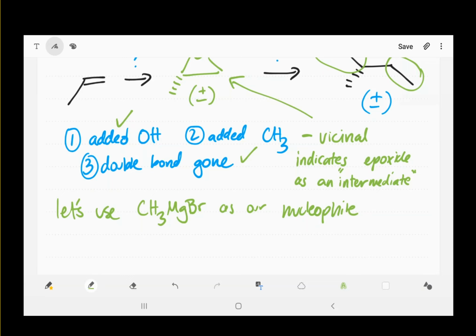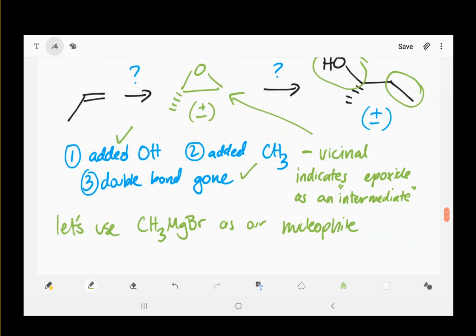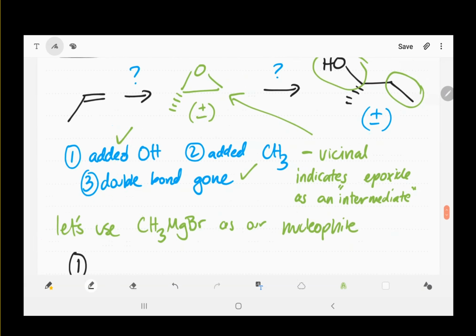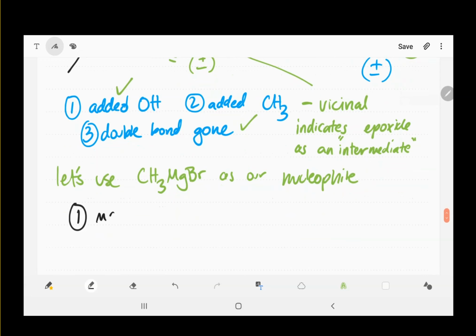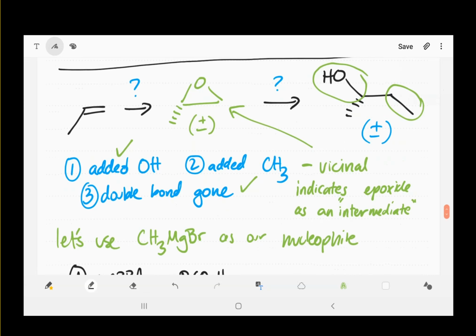So, with that, now we can say, aha, if that's our nucleophile, that CH3 minus is going to go and attack. It's going to attack that less substituted spot, and poof, now we will end up with our product. So our reagents then, step 1, we're going to have mCPBA, or just generically some peroxy acid. That's step 1, to go from alkene to epoxide.